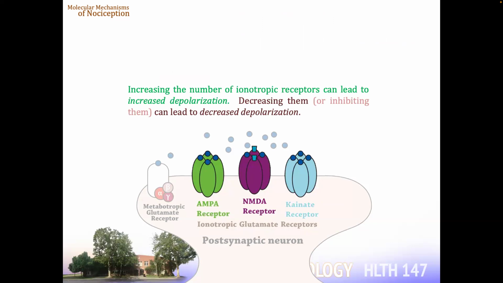Now, who cares about the kainate receptors? For the sake of this class, let's ignore them. Not who cares, but it's another ionotropic receptor, and these are postsynaptic kainate receptors. What we're looking at here, these are involved in excitatory neurotransmission, but they're just not very well understood. So we're going to ignore them.